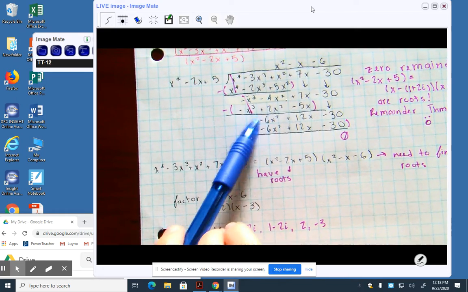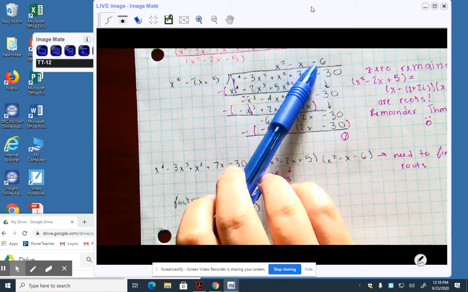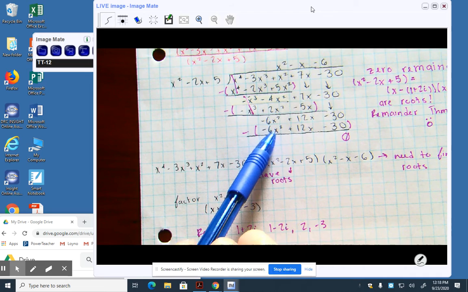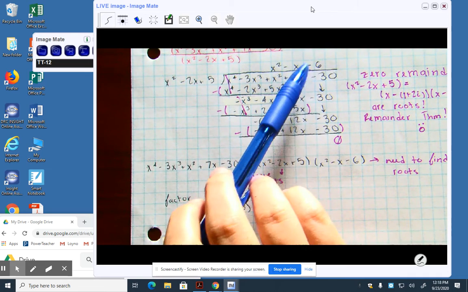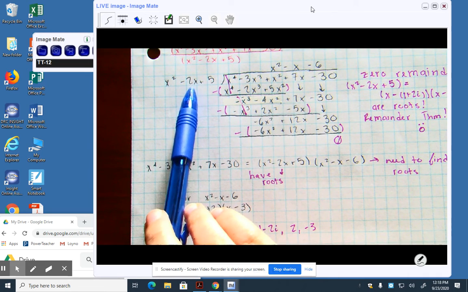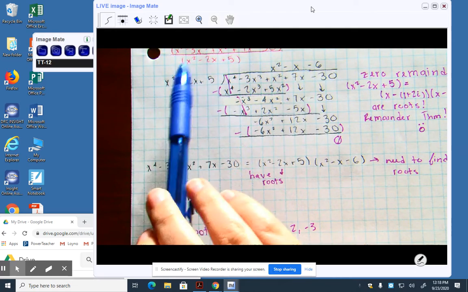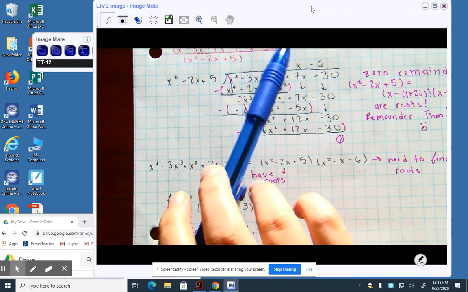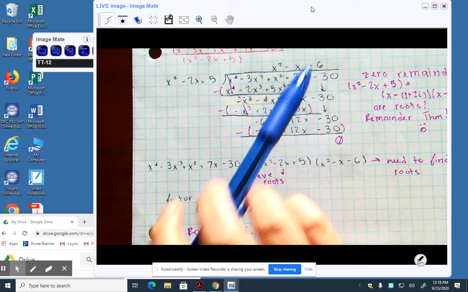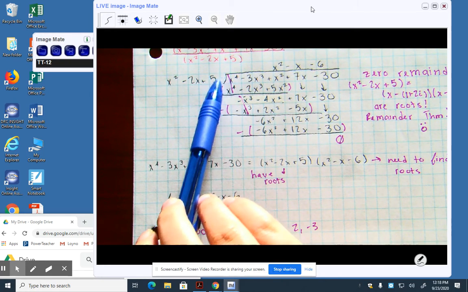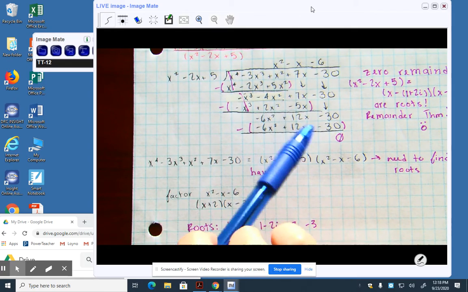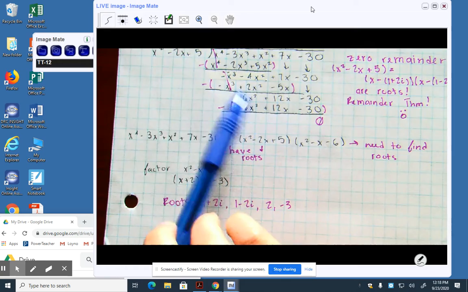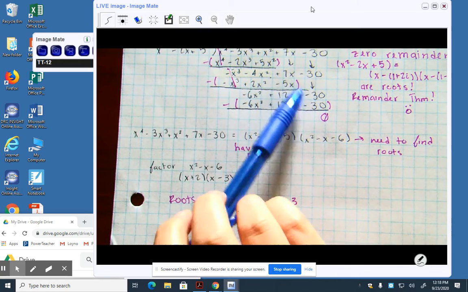So last step, I'm going to take negative 6, multiply it by x squared, which gives me negative 6x squared. Negative 6 times negative 2x gives me positive 12x, and then negative 6 times positive 5 gives me negative 30. The remainder is 0. This cancels, and this cancels.